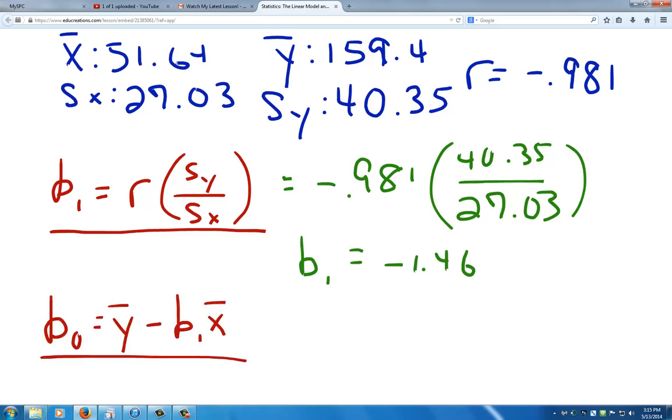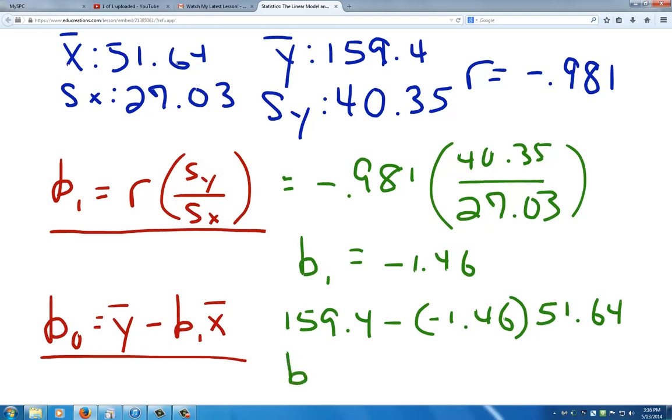Next, we need to calculate our Y-intercept. Our Y-intercept is given by the formula b sub 0 equals the mean for y minus the slope times the mean for x. Using our data, we'll plug in our values to get 159.4 minus our slope, which is negative 1.46, times our mean for x, which is 51.64. b sub 0 is equal to 234.79.